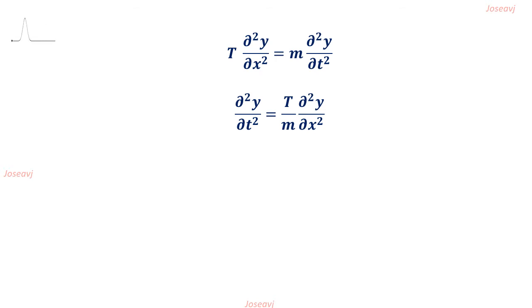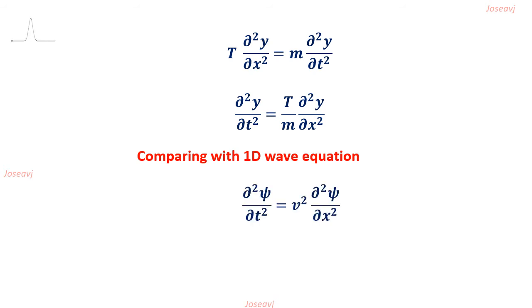Comparing it with the one-dimensional wave equation, that is dou square psi by dou t square is equal to v square into dou square psi by dou x square, we get velocity is equal to root of T by m. That is, the velocity of the transverse wave is equal to root of T by m, where T is the tension and m is the linear mass density of the string.